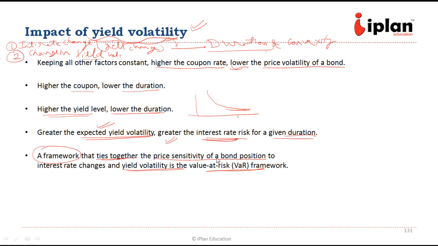Since the bond price is sensitive to both interest rate changes and yield volatility, we have a framework of value at risk which combines the impact of both. So that brings us to the end of this topic. Let us take a few examples.